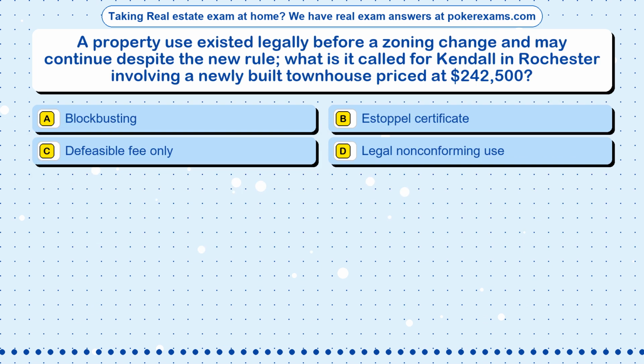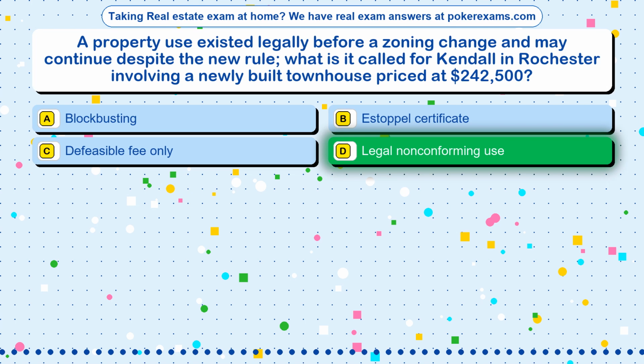Question 36. A property use existed legally before a zoning change and may continue despite the new rule. What is it called for Kendall in Rochester involving a newly built townhouse priced at $242,500? Option A, blockbusting. Option B, estoppel certificate. Option C, defeasible fee only. Option D, illegal non-conforming use.